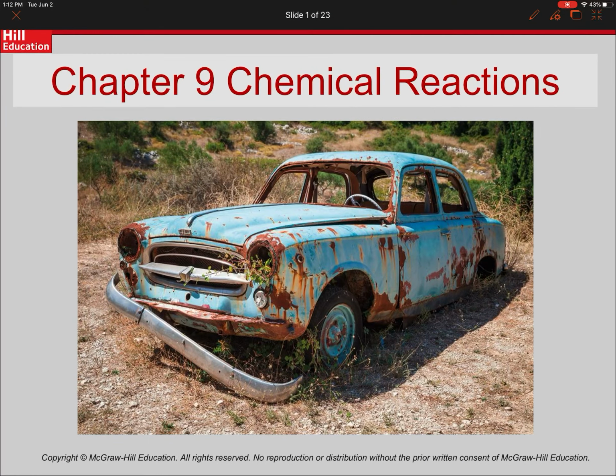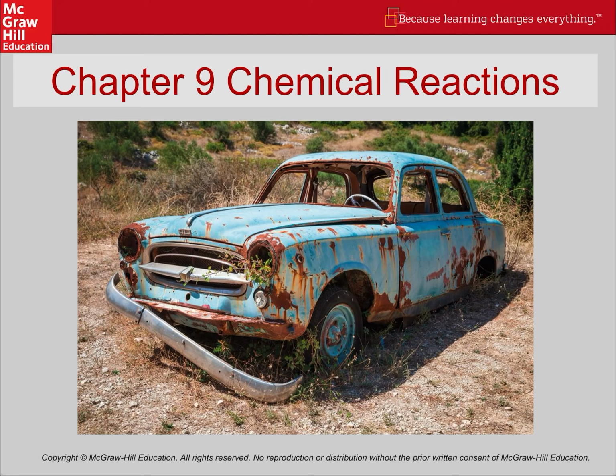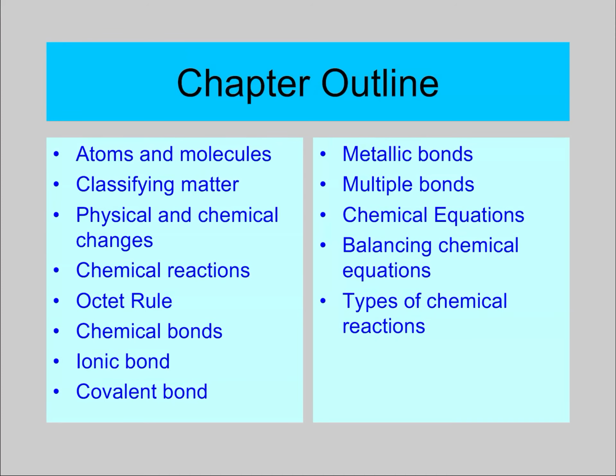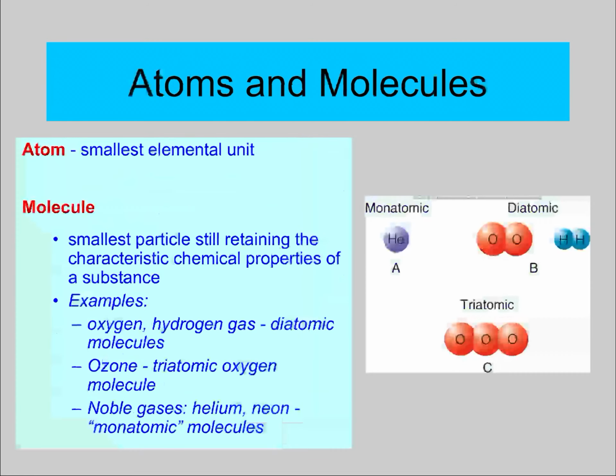So chapter 9, we're going to continue on in chemistry. We're going to talk about chemical reactions. So for our chapter outline, we're going to have atoms, molecules. We're going to practice classifying matter. Then we'll talk about physical and chemical changes, then chemical reactions, octet rule, chemical bonding, ionic bonds, and covalent bonds, metallic bonds, multiple bonds, chemical equations, balancing chemical equations, and then we'll talk about specific types of chemical reactions.